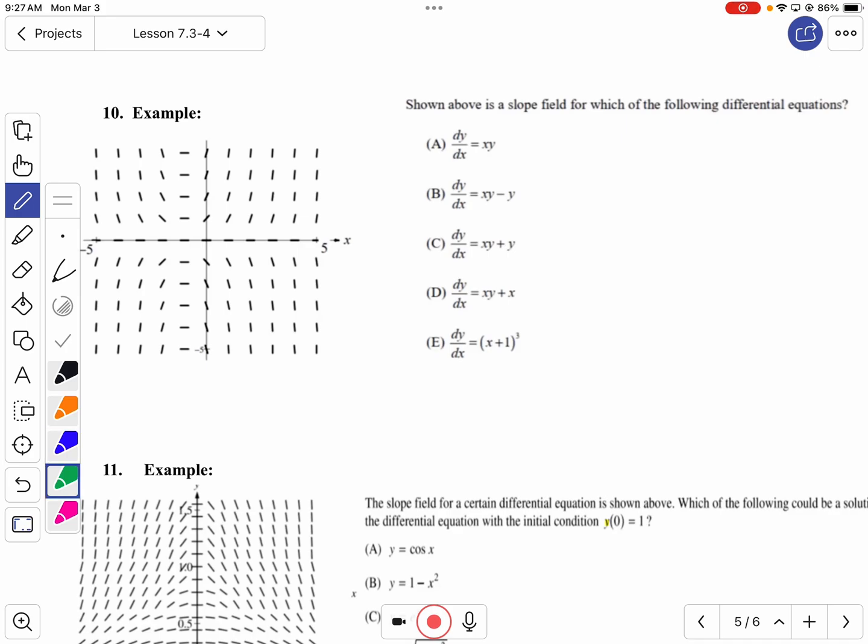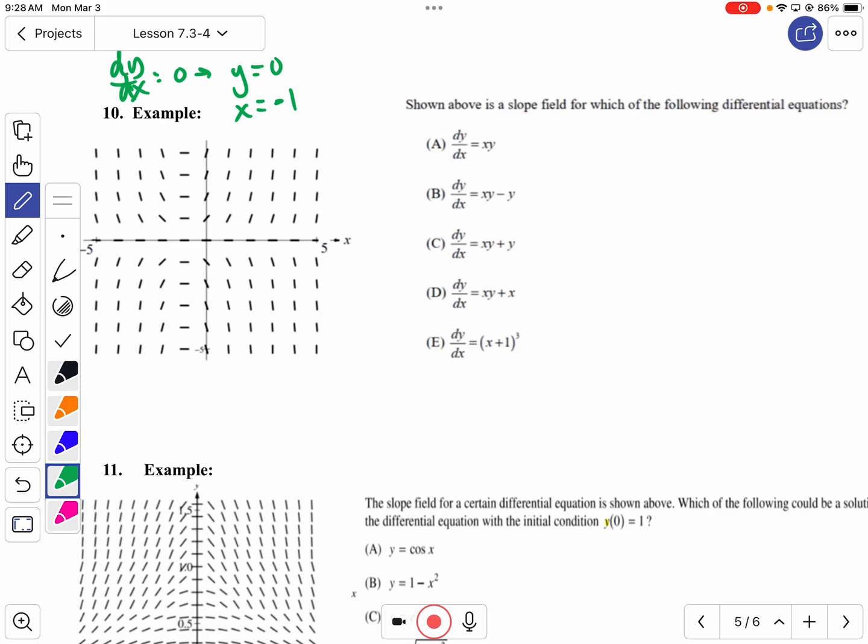Yeah, let's look at some of the slopes and see what we can do. We know when, so what's happening right here on the x-axis? That means when y is 0, we get a slope of 0. Okay, when y is 0. It also equals 0 when x is equal to what? -1. Okay, so that should help me a little bit.